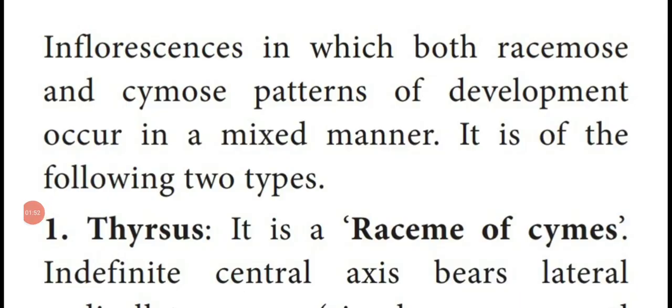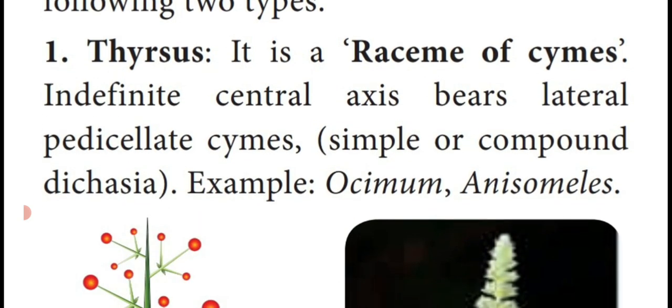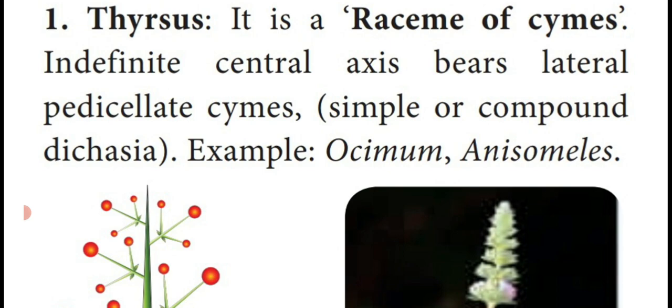Dear students, this is the mixed type of inflorescence, in which both racemose arrangement and cymose arrangement of development occur in the same inflorescence axis in a mixed manner. That is known as mixed inflorescence. It is divided into two types. First one, thyrsus. Dear students, it is otherwise known as raceme of cyme.